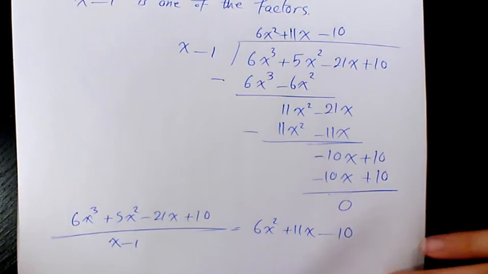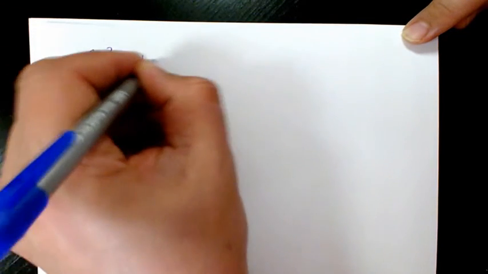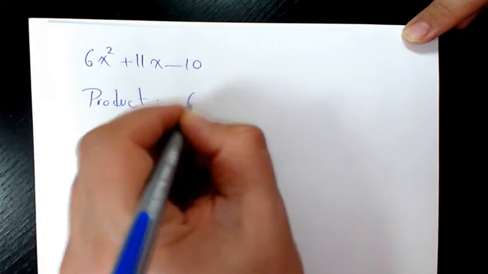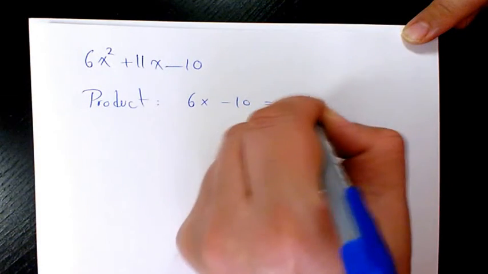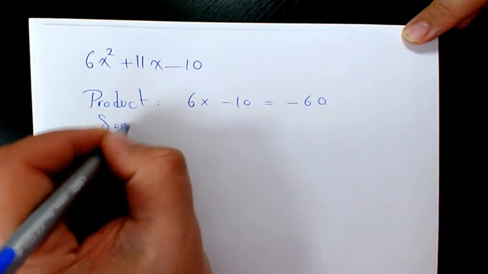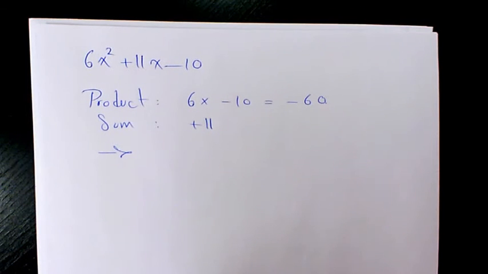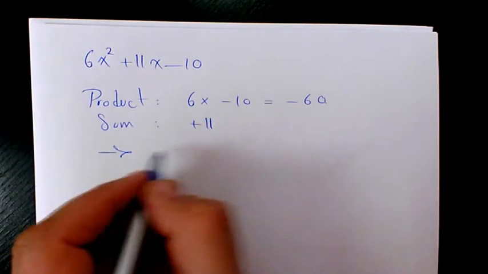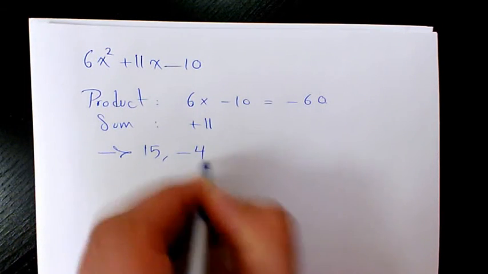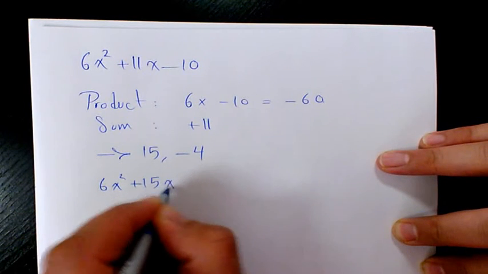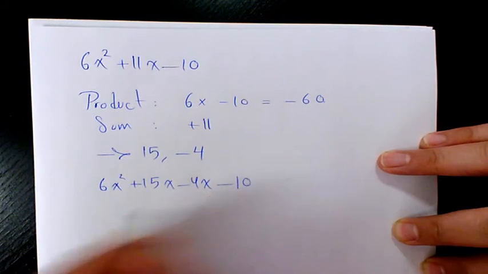Now it's time to factor this quadratic expression, 6x squared plus 11x minus 10. We're looking for two numbers whose product is 6 times negative 10, which is negative 60, and whose sum is positive 11, which are going to be 15 and negative 4. So we have 6x squared plus 15x minus 4x minus 10.